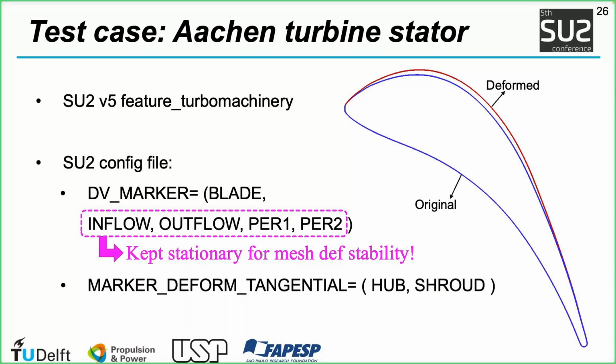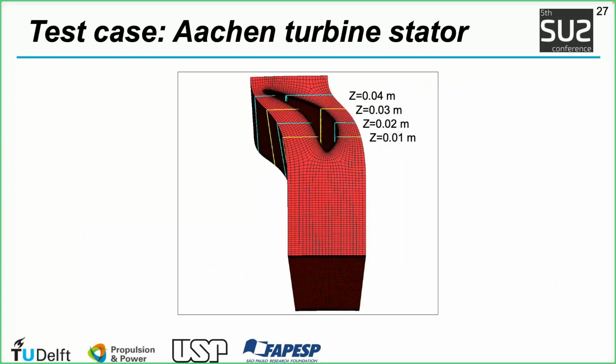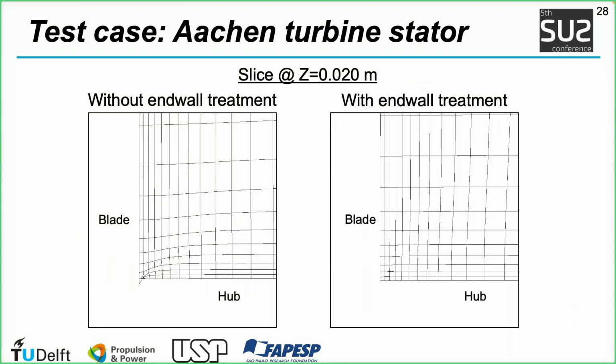And also, the hub and the shroud are informed to SU2 as marker deformed tangential. So we apply the tangential boundary conditions to them. And back once again, we have our domain. We have a few slices. And let's see what happens.